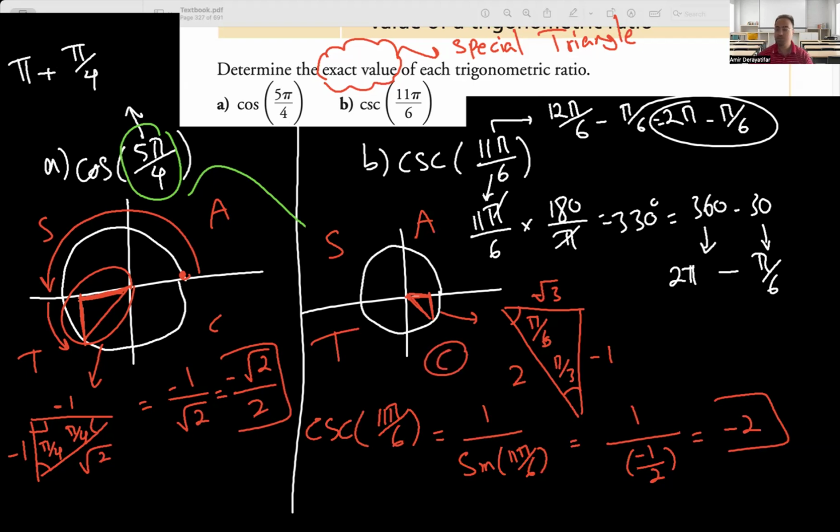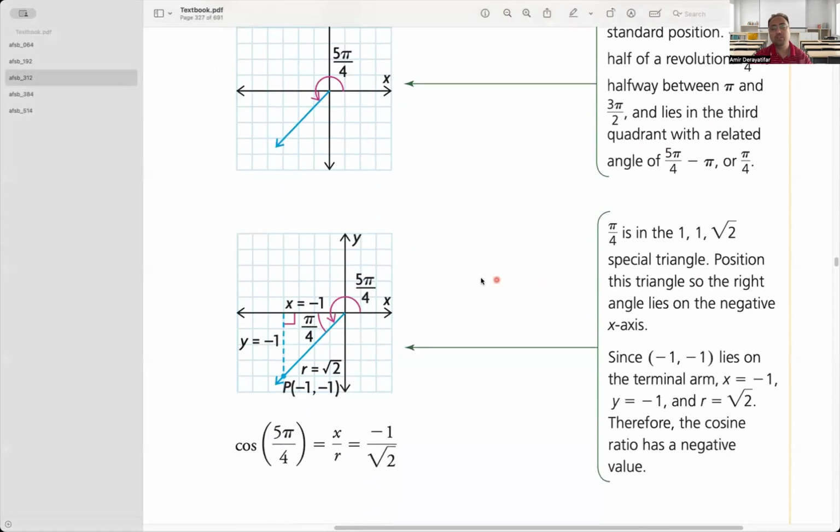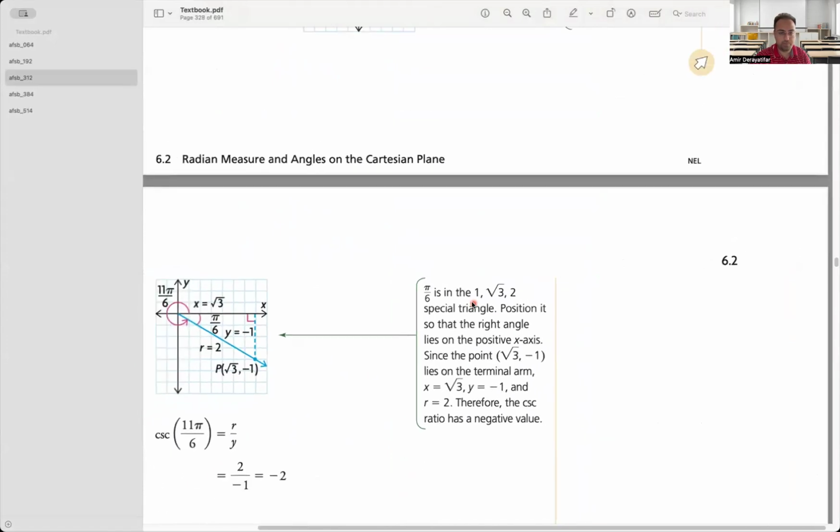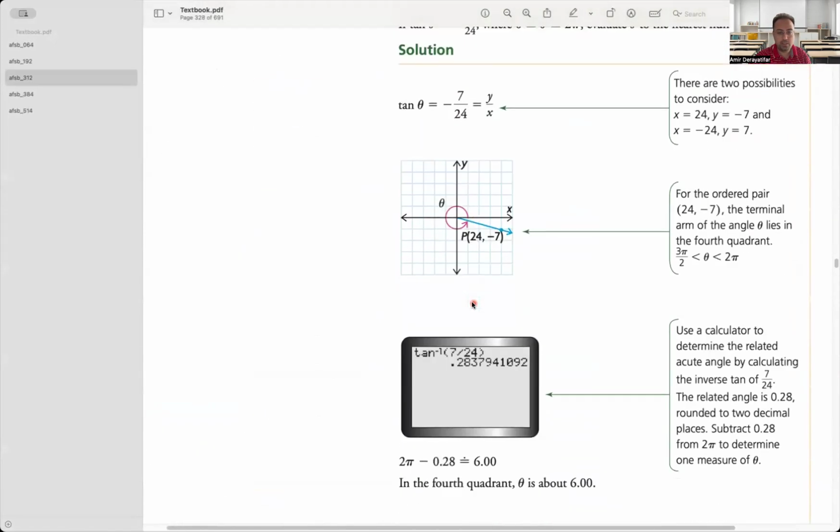Okay. So let's practice more of these so you can see how it's done. These are basic questions. So convert from degrees into radians. Make sure you're dealing with special triangles too. Okay. All right.